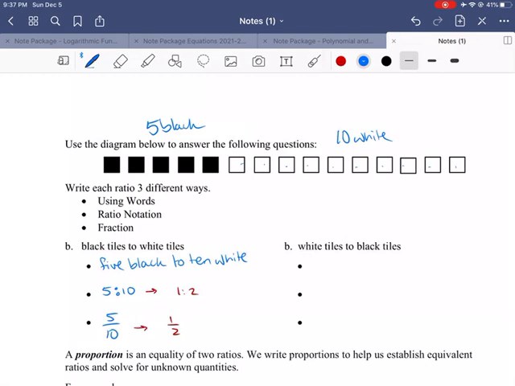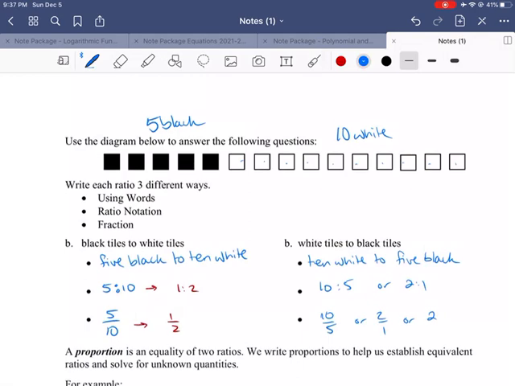Now we're comparing white to black. Well, this is going to be in reverse. So we have 10 white to 5 black. And it's going to be 10 to 5 or 2 to 1. And it's going to be 10 over 5. That's 2 over 1. Or simply 2 in this case, which means we have double the amount of white than black.